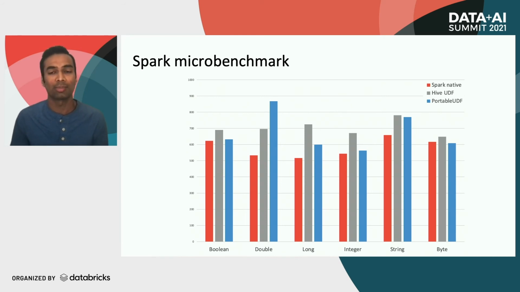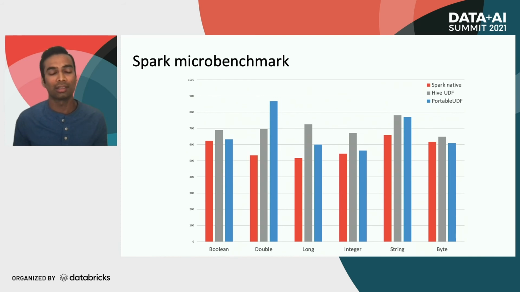Now, the second approach to build functions is through Hive UDFs. As we all know, Spark supports us to invoke Hive UDFs. And that is, as we expected, slower than the Spark native way. And the third data point is around portable UDFs. That is the blue bars in this graph. Over here, we see that portable UDFs are a little bit faster than Hive UDFs in certain cases.